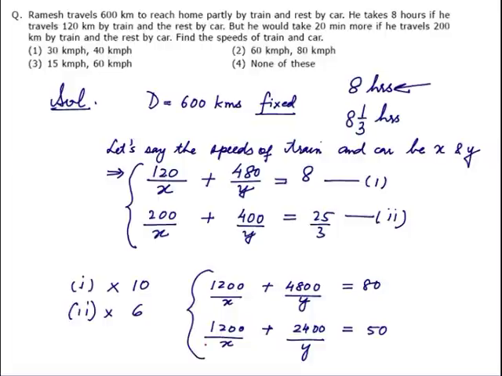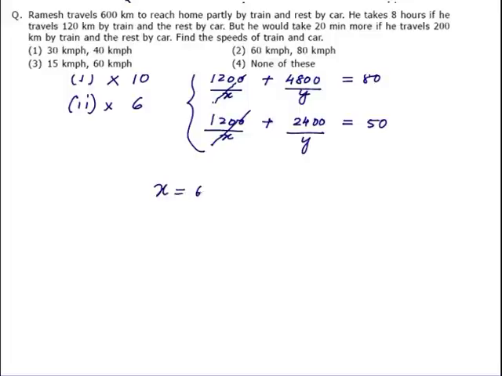Just subtract, and the moment you subtract, the x term directly gets cancelled out. And here you are left with 2400 by y is equal to 30. And so y will be 2400 upon 30, which is equal to 80, which is what option number 2 gives you. So you don't need to calculate the speed of x, because it's 60. Just look at the option and get it. Hence our final answers are x is equal to 60 and y is equal to 80.